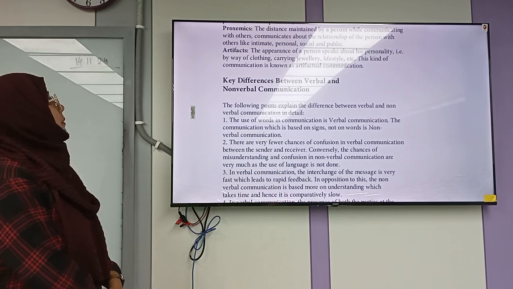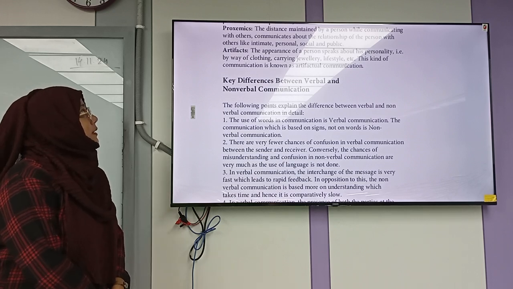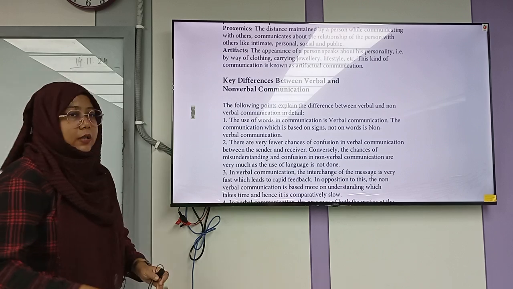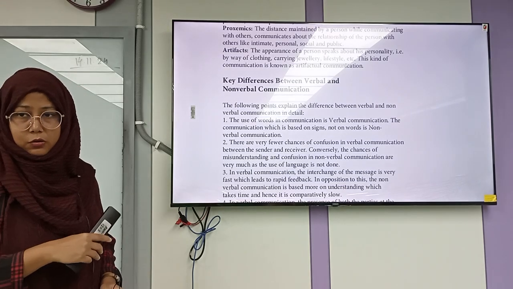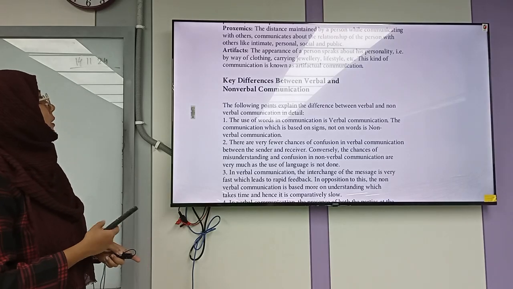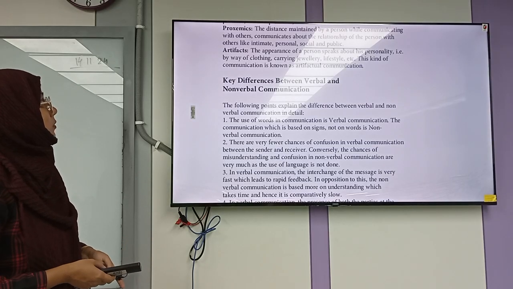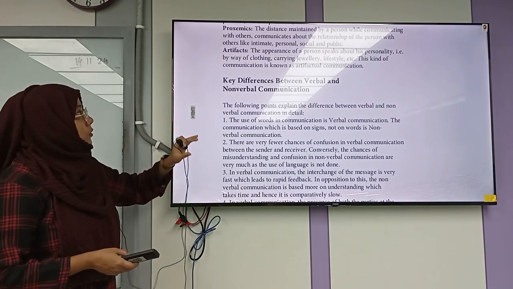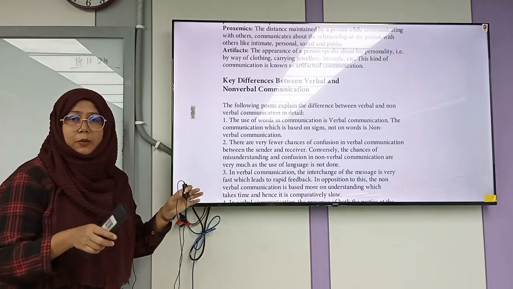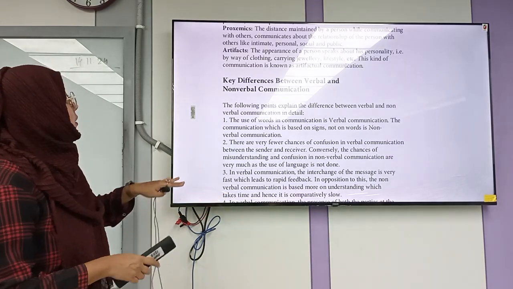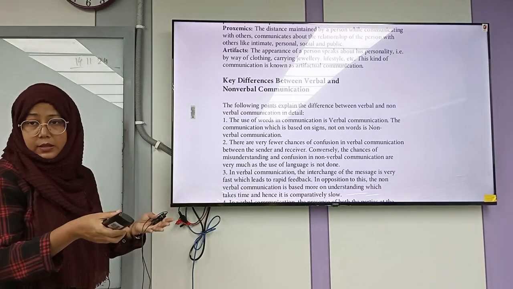Next comes proxemics, the distance maintained by a person while communicating with others. A distance is maintained during communication between one person and another. It communicates the relationship of the person with others like intimate, personal, social and public. These are some communications which I will talk about later in another class, not in this class.